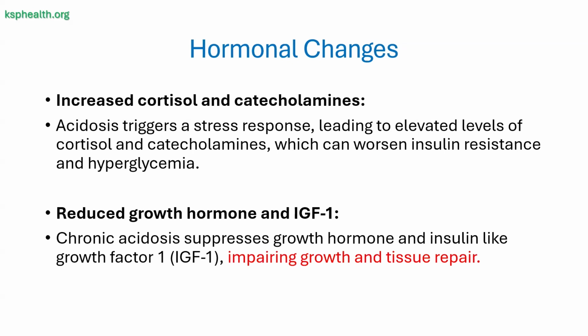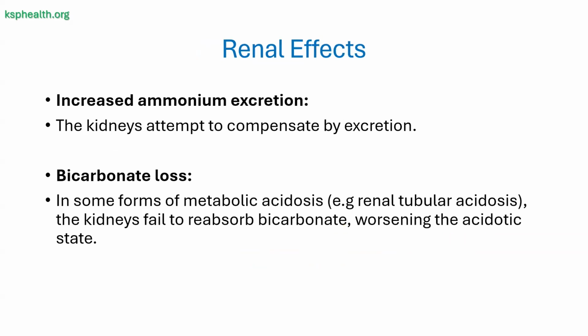It increases cortisol and catecholamines because it triggers a stress response. The elevated cortisol and catecholamines worsen insulin resistance and hyperglycemia, and reduce growth hormone and IGF-1, thus impairing growth and tissue repair. So a normal metabolic milieu is important for a normal healing process.